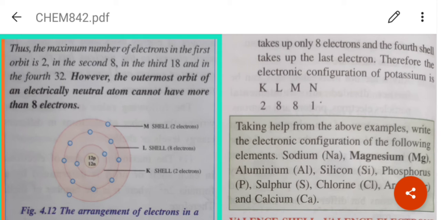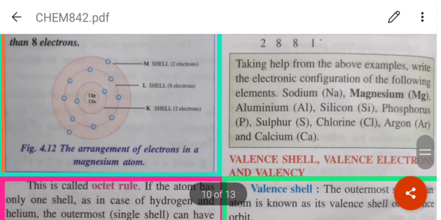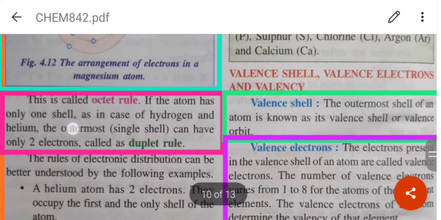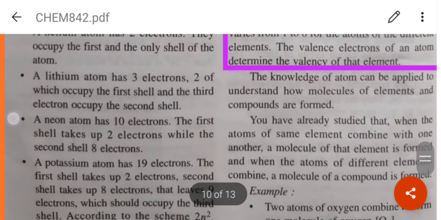But the outermost orbit of an electrically neutral atom cannot have more than 8 electrons. This is called the octet rule. And if the atom has only one shell, as in the case of hydrogen and helium, they can have a maximum of 2 electrons in the outermost shell, which is known as the duplet rule. For example, neon has 10 electrons. So in the K shell it will have 2 electrons, and in the L shell it will have 8 electrons.